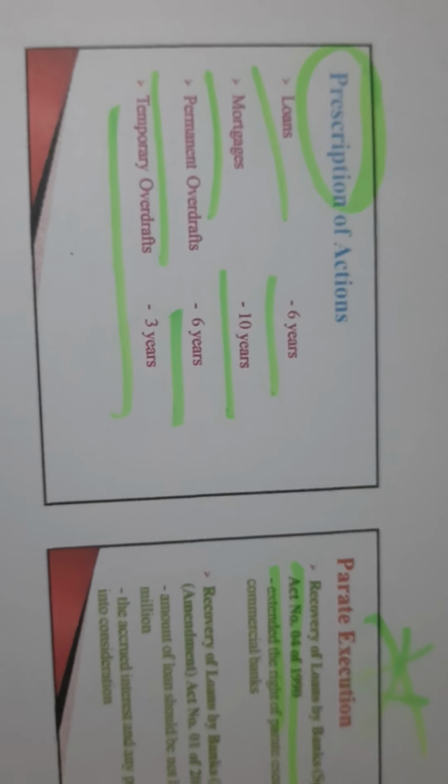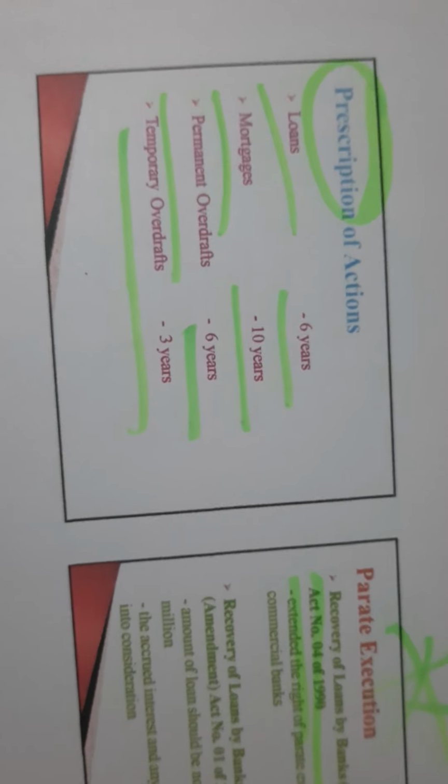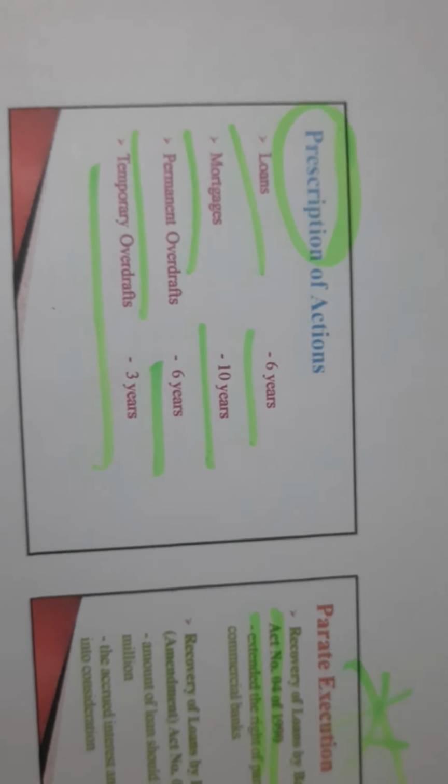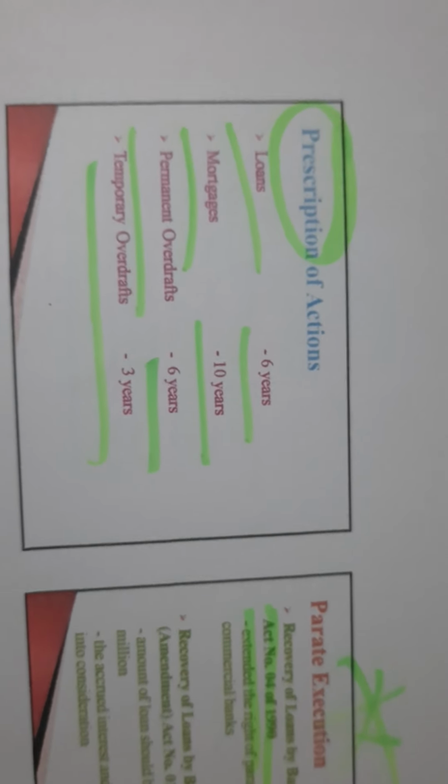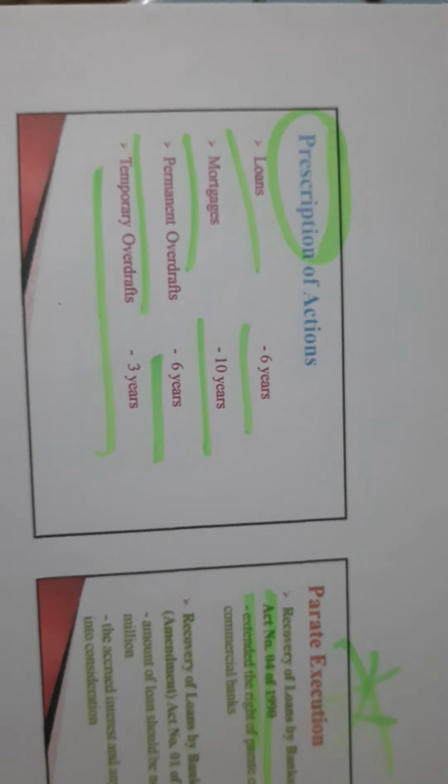Loans, if it's a loan, within 6 years we have to file the litigation action. Mortgages 10 years, permanent overdraft 6 years, and temporary overdraft 3 years.